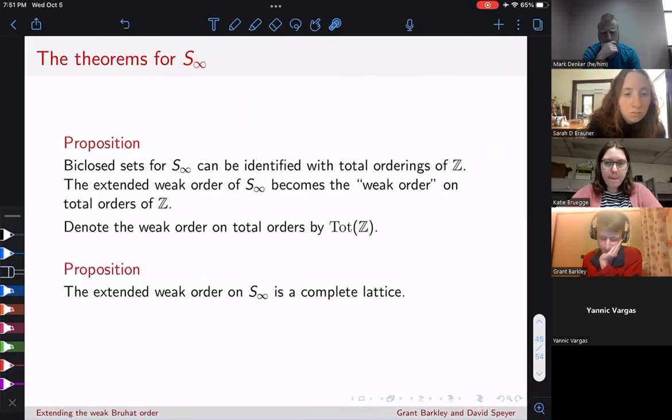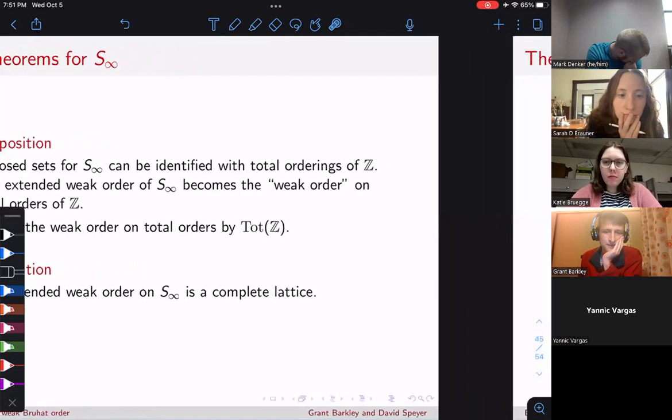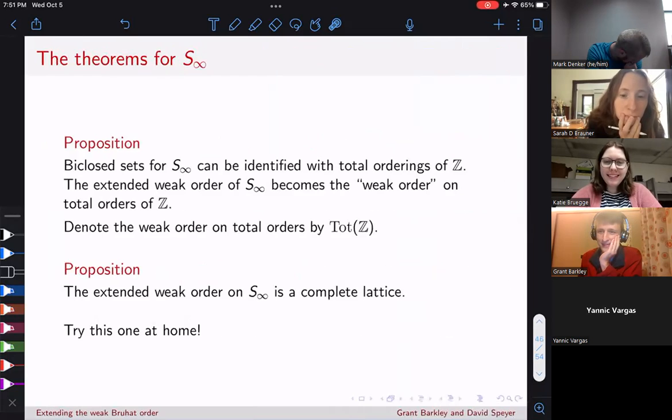We can prove that Tot(Z) is a complete lattice. This is actually not too bad. If you've ever proven that the weak order for the symmetric group is a lattice, it's exactly the same proof. So I challenge you to do that at home. The best way to learn it is to try to do it.